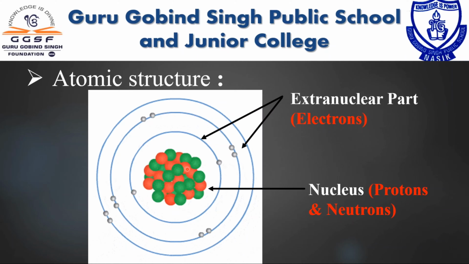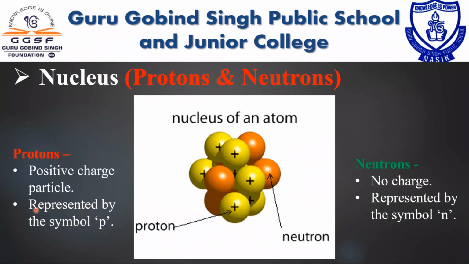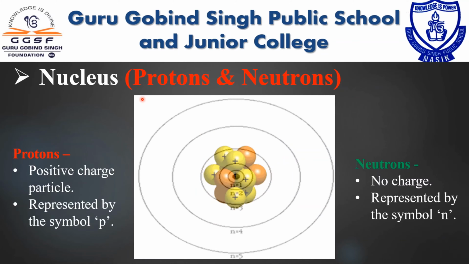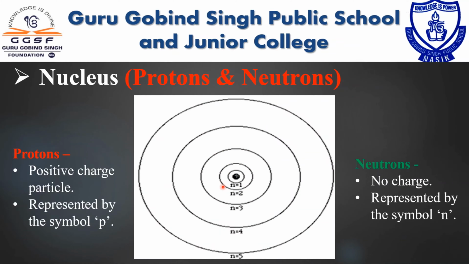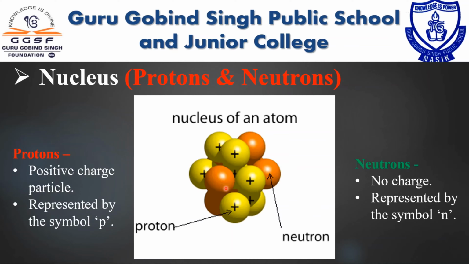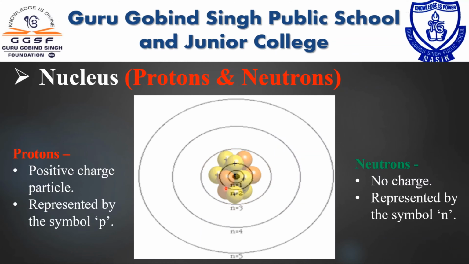The negatively charged particles called electrons revolve around the center of the nucleus. That is, an atom contains three types of subatomic particles: protons, neutrons and electrons. Let's discuss the nucleus. The atomic nucleus is positively charged. Almost the entire mass of the atom is concentrated in the nucleus.